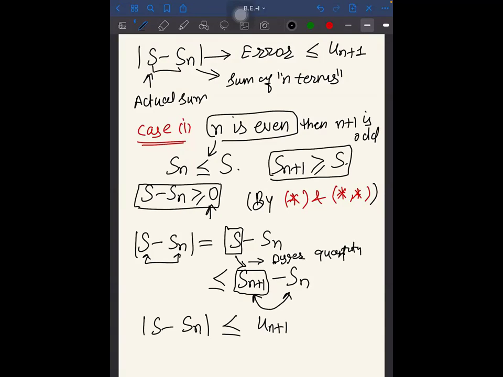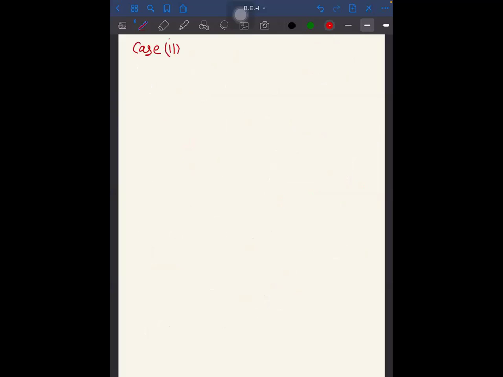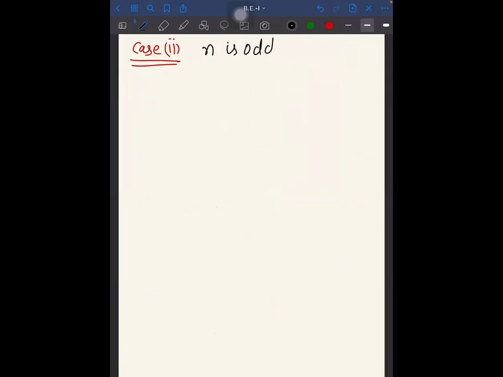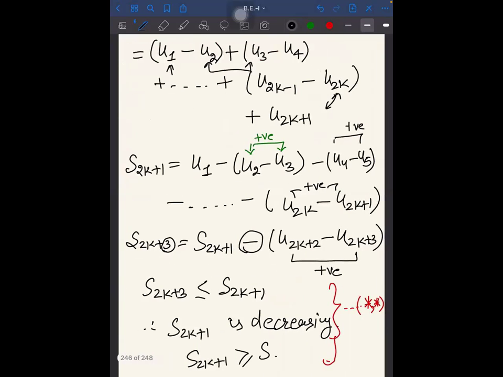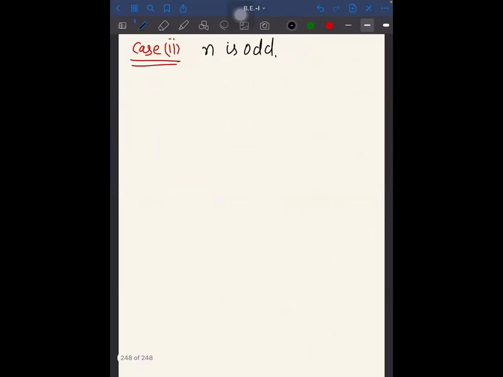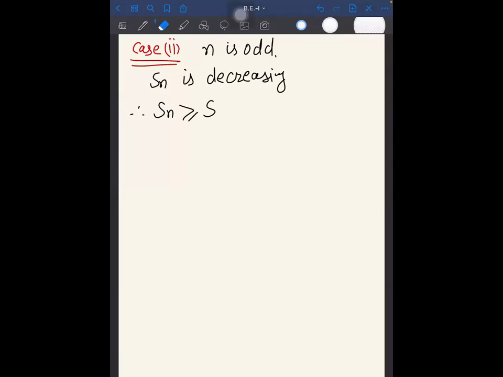अब मान लेते हैं केस 2, ये भी आसान है. केस 2, if your n is odd, right? So if your n is odd, you know that by this double star, your Sn is decreasing. So therefore Sn is greater than or equal to S, right? ये decreasing वाला word लिखने की वैसे कोई जरूरत ही नहीं है, पीछे हम प्रूव कर चुके हैं. We have already proved that. Don't need to mention this.